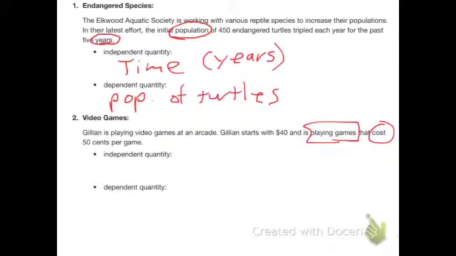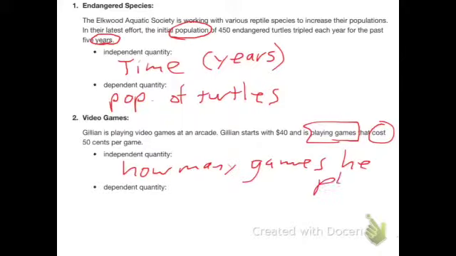So, we've got total cost and playing games. With these two, you need to determine which one's the independent, which one's the dependent. The independent would be how many games he's playing, because he's choosing how many games he's going to play. Right, that's a changing quantity. And then the dependent quantity would be the total cost, right? As he increases the number of games played, the cost is going to go up. And that depends entirely on how many games he's played.